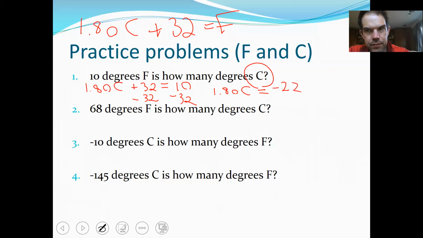Now you divide both sides by 1.80. That cancels the 1.80 out on this side. And C is going to be equal to whatever negative 22 is divided by 1.80. And it looks like in this case, C is equal to negative 12.